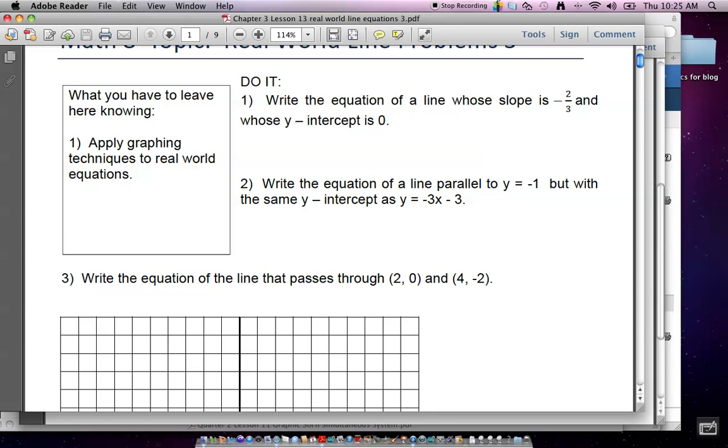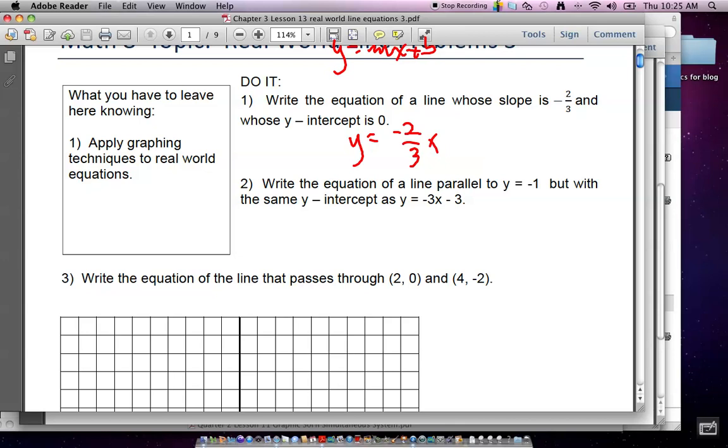When it says write the equation of a line, what is the overwhelming thing we always think of? Everybody? y equals mx plus b. Nicely. So in this case, it's going to be y equals, now what's the slope here? What's it say? Negative 2/3, x, and what's the y-intercept?